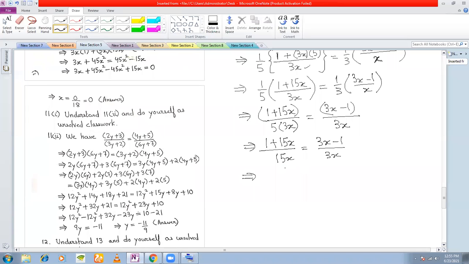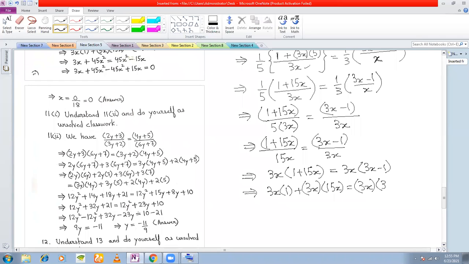That means now you can insert brackets here. Now you can cross multiply. If you cross multiply, you get 3x(1 + 15x) = 3x(3x − 1). Now you multiply everything on the left hand side, you get 3x into 1 plus 3x into 15x is equal to 3x into 3x minus 3x into 1.